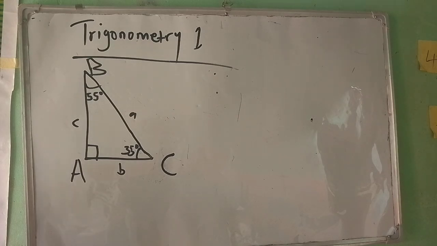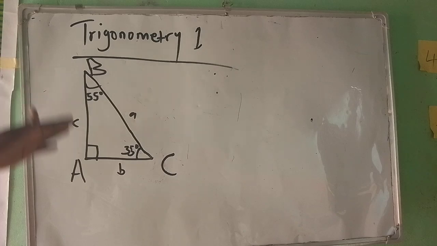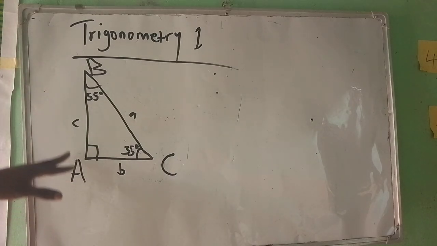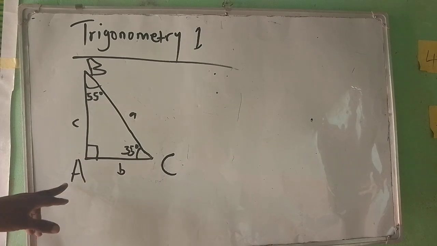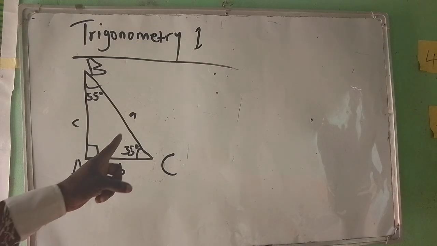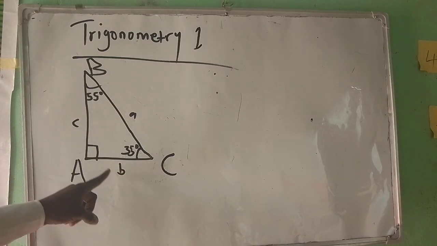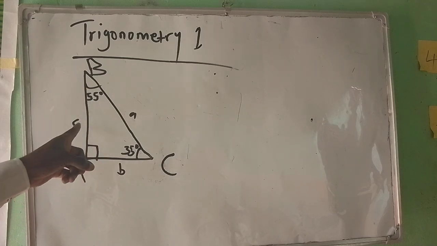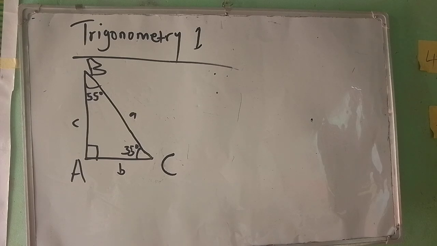So having known that, the next thing to understand in this form is that these are labels. This is A, this is B, this is C. All these big letters stand for the angles in the right angle triangle under consideration. But the small letters, a, b, and c, stand for the sides of the right angle triangle. Please take note of that. It's very serious, so that you can understand where we are going.